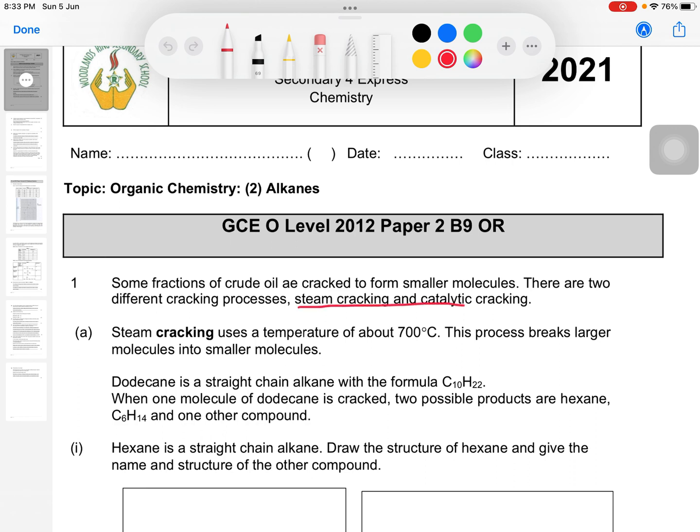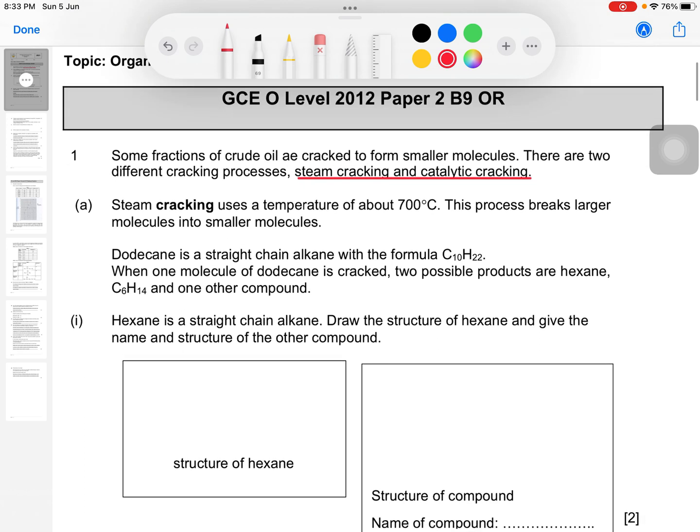Steam cracking uses a temperature of 700 degrees C. This process breaks larger molecules into smaller molecules. You have dodecane, which has the formula C10H22. When one molecule of dodecane is cracked, two possible products are formed.